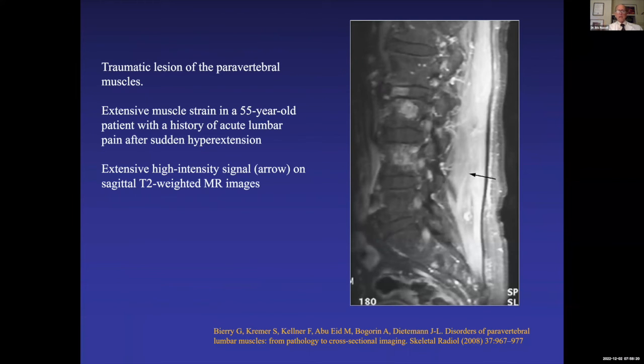Trauma. Patient had an extensive muscle strain, didn't have a vertebral fracture, had bad back pain, had a hyperextension injury that led to flexion, extensive enhancement on this contrast T1 image throughout all of the posterior spinal musculature. This is an illustration from that paper I referenced.